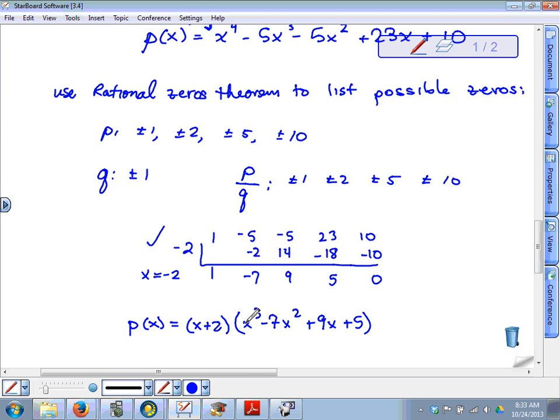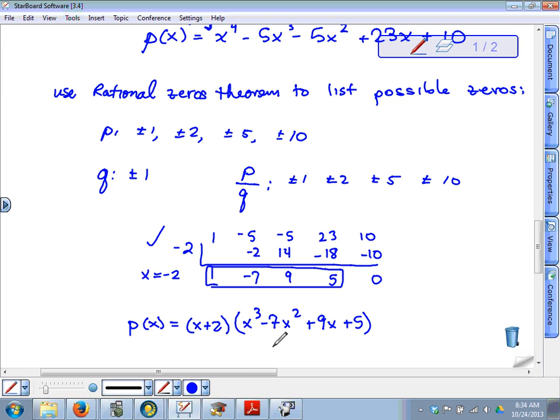Where did this 3rd degree polynomial even come from? Am I just making up numbers here? It's from the synthetic division. It's from these numbers right here. Now here's why this is so important. Everybody look up here so I know you're paying attention.